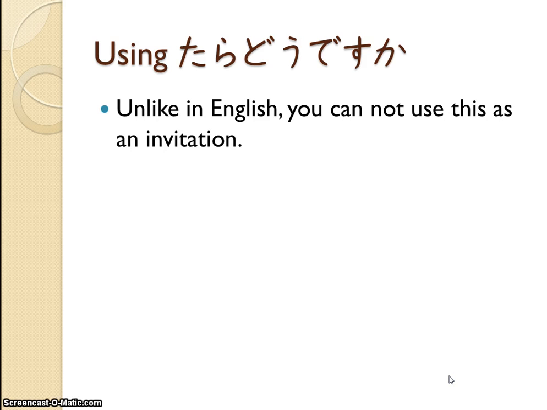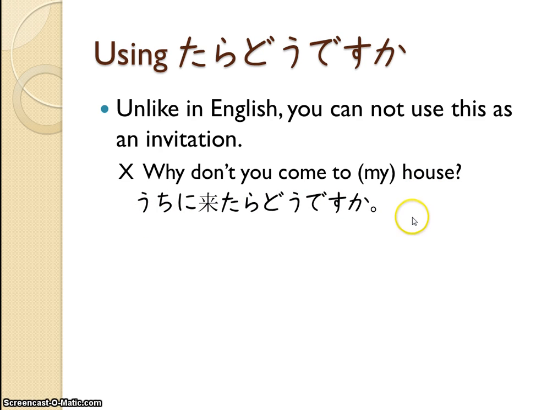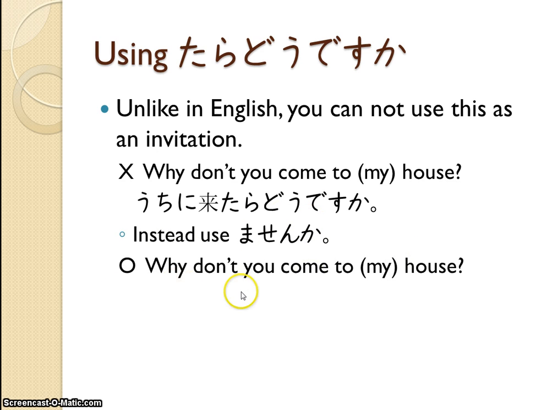Now, unlike in English, you cannot use this as an invitation. So you can't say, why don't you come to my house? Okay, that's incorrect: うちに来たらどうですか? In this case, you are going to use masenka. We learned this in Japanese one. I know it's been a long time, but that's what you would use. Why don't you come to my house? Uchi ni kimasenka. This is more of an invitation. This is not.